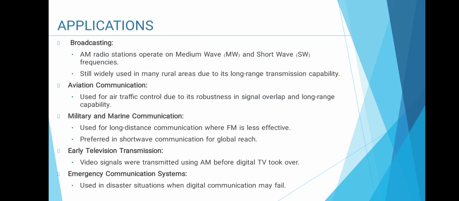There are applications like broadcasting. AM radio stations operate on medium wave and short wave, still widely used in many rural areas due to their long range transmission capabilities. AM is used in military and marine communication, like long distance communication, where FM is less effective, and is preferred in shortwave communication for global reach. It was used in early television transmission; video signals were transmitted using AM before digital TV took over. It is also used in emergency communication systems, in disaster situations when digital communication may fail.